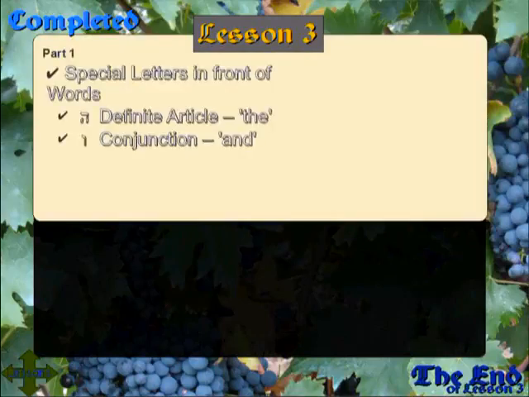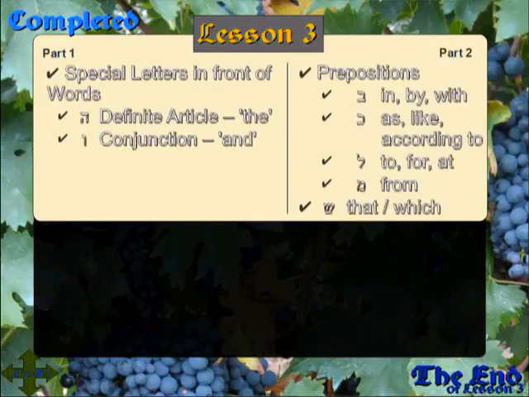Okay, well, you've hopefully just completed lesson 3. In part 1, we had a look at special letters in front of words, the definite article, the, and the conjunction, and. And we've had a look at prepositions in part 2, the bait, the kaf, the lamed, the mem, and the shin, which means that or which.